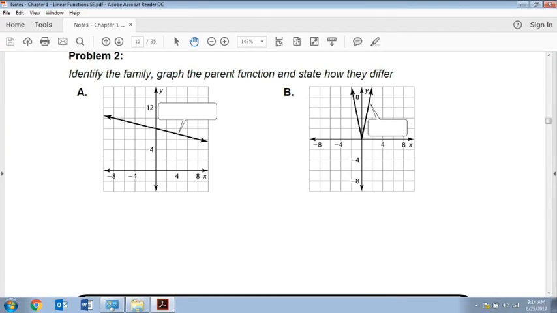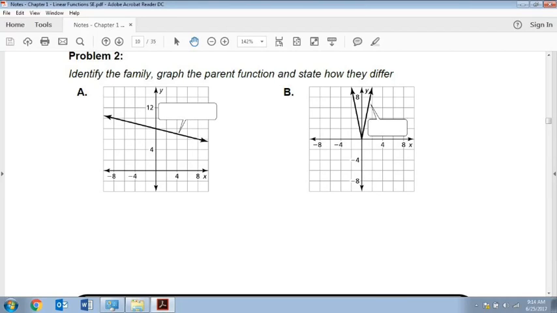Alright, hello again. This is chapter 1.2, problem 2, and the directions state: identify the family, graph the parent function, and state how they differ. Basically, we're identifying it, we're graphing the parent function, and then, for the last part, stating how they differ, we're actually stating the transformations. Okay? So here we go.